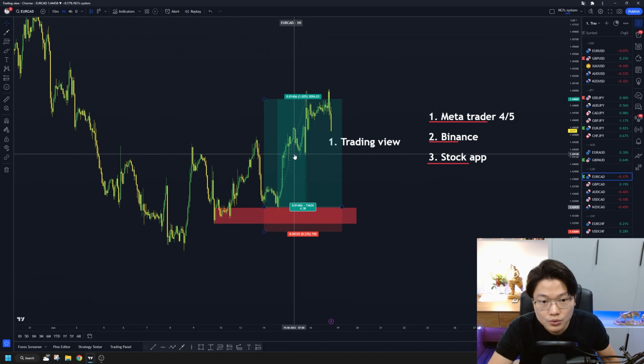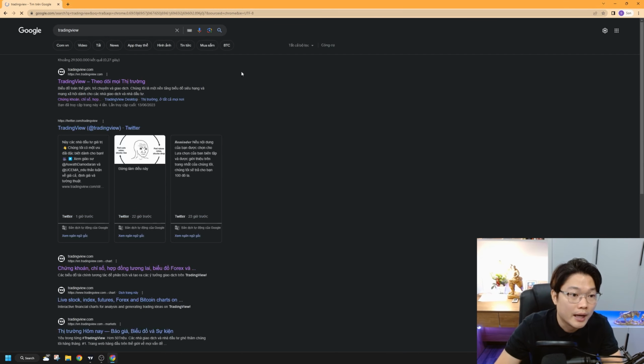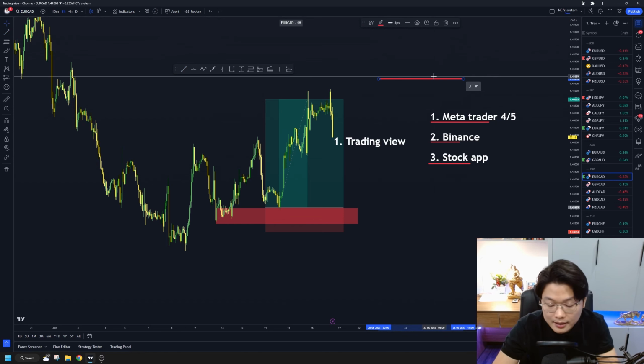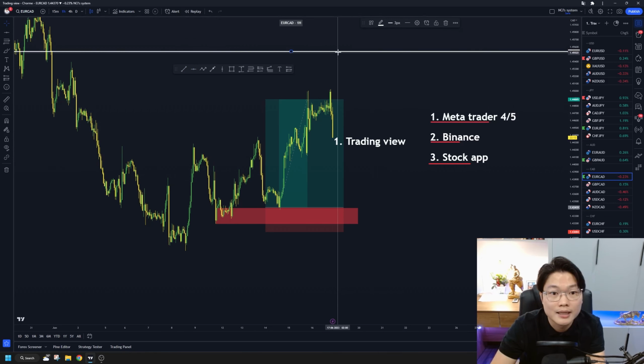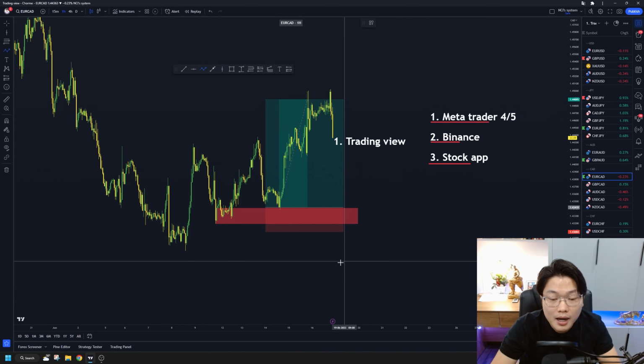So let's talk in more detail about TradingView. After you create an account, you can search on the internet for TradingView, and you can see it right here. After you create an account, you can note some of the drawing lines. The first is a trend line, or actually I can call it a short line. The second one is a long line. Here is a horizontal line, and here is a vertical line. Here is a market structure line.